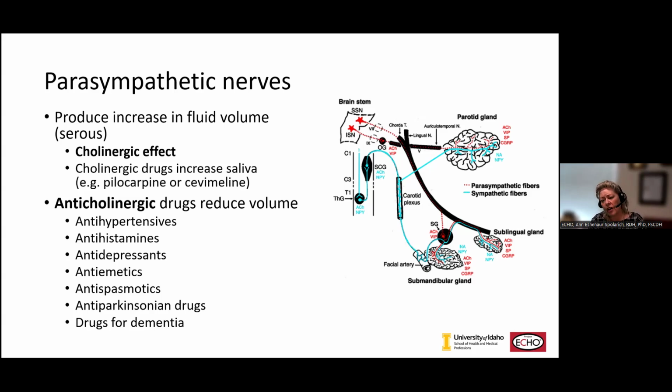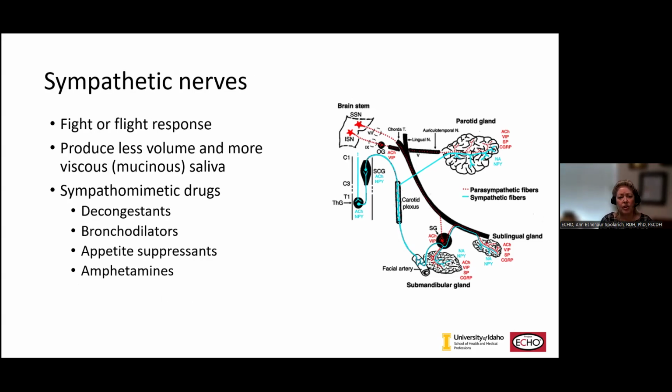But by and large, medications that are used by patients are typically anticholinergics. And some of these I showed you earlier. Here's where your antihypertensives and antihistamines, your antidepressants fall in. Some other more common drug families that fall into this category are the antiemetics, antispasmodics, your muscle relaxants, drugs for Parkinson's disease, and many of the drugs that we use for dementia. And so you're going to see additive dry mouth effects with those.